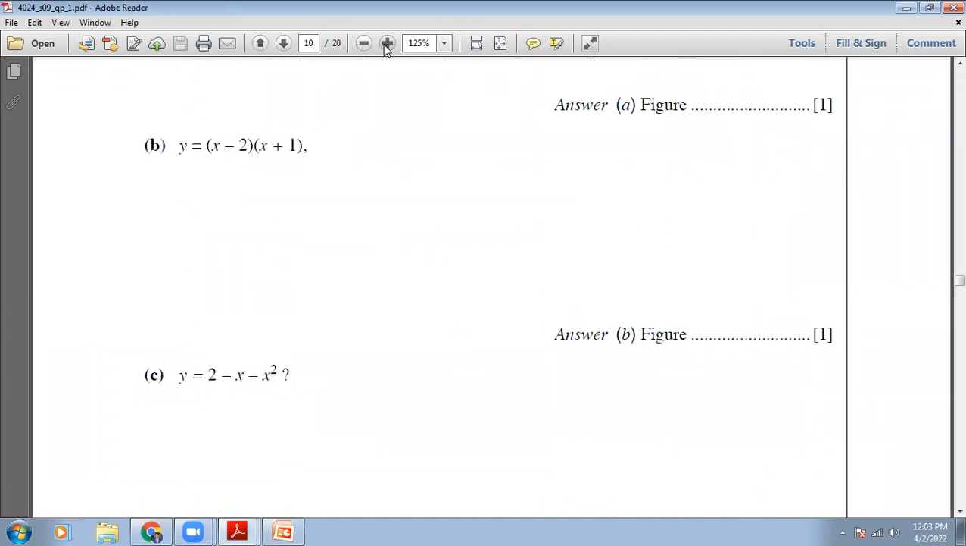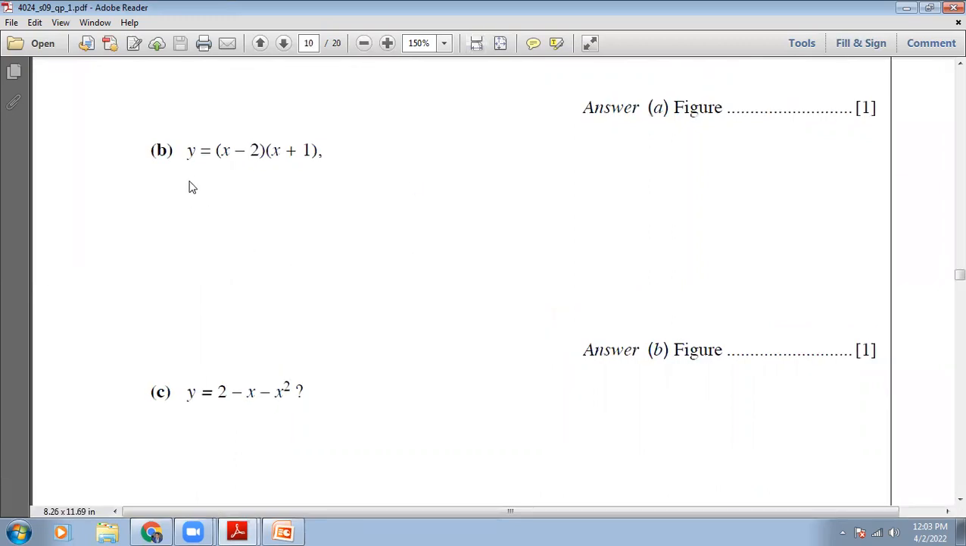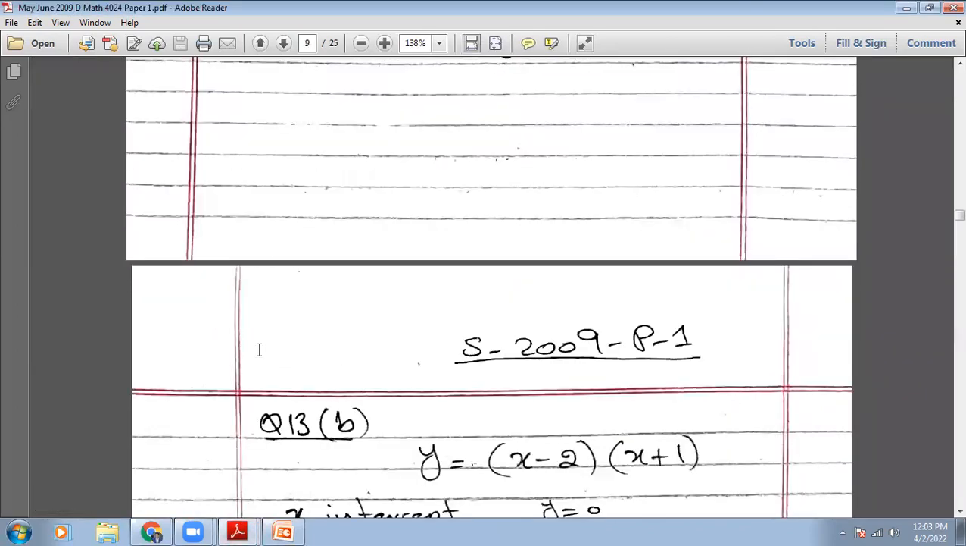Then this equation. Y equals x minus 2x plus 1. When the quadratic equation is written like this, these numbers basically show you its x-intercepts. Okay, so let me show you.